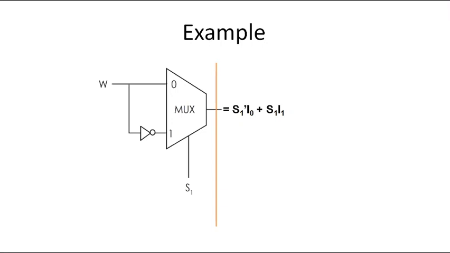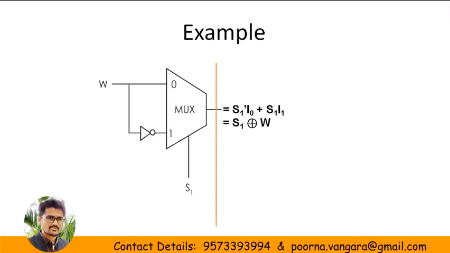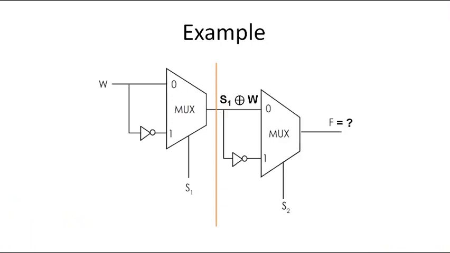Now I0 and I1 we need to replace. I0 is directly connected to W and I1 is the complement of W. So S1 dash W plus S1 W prime. This is nothing but again an XOR operation between S1 and W. So now we got the output of the first multiplexer.